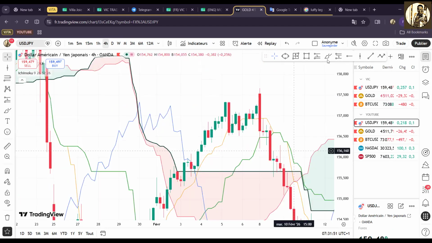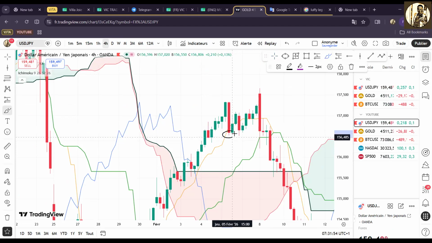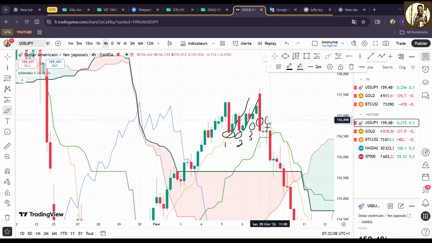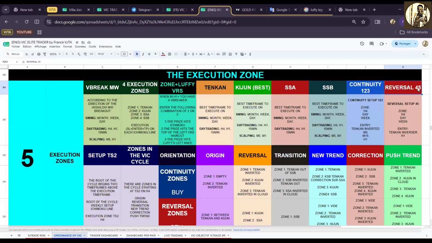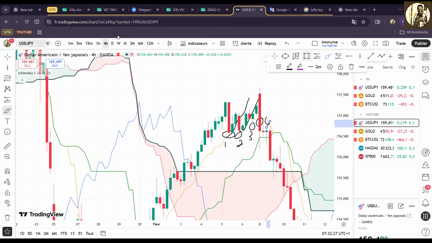Okay, let's come here. You see, I said that when it is the first setup, the second setup, and the third setup, you can keep buying, right? Those are zone of continuity. But for the fourth setup, you have reversal. When Tenkan is touched the fourth time on 4 hour, then you enter in 1 hour in Tenkan inverted. So at this level, you go on 1 hour.